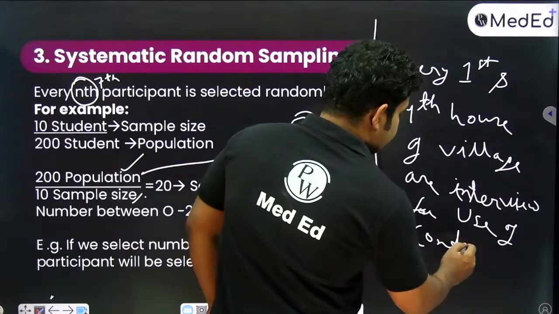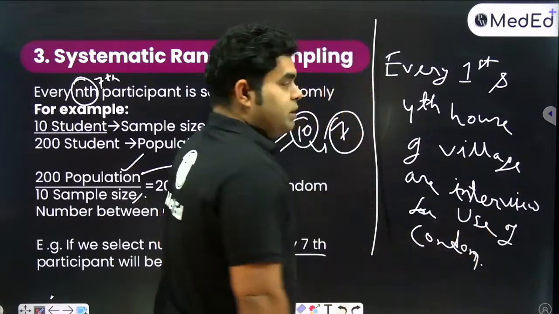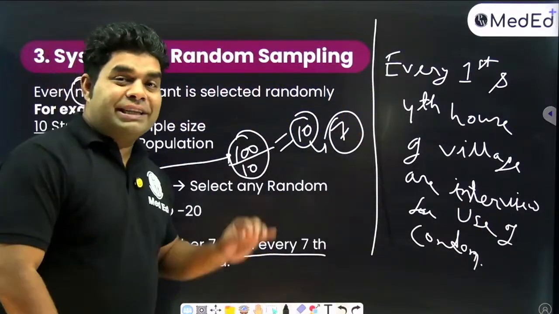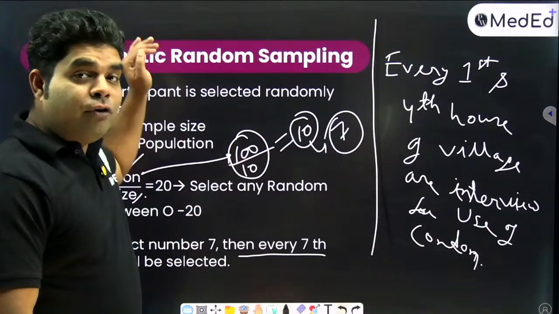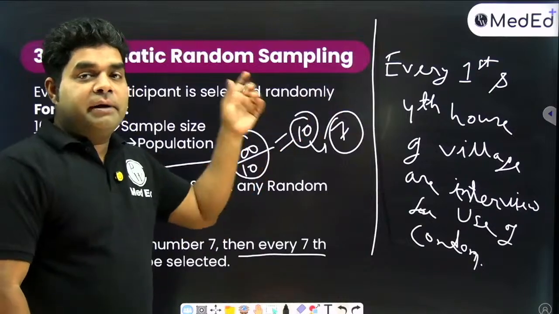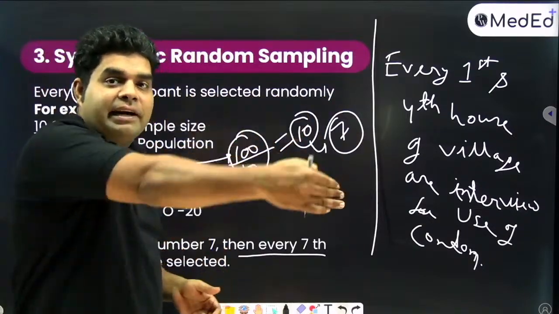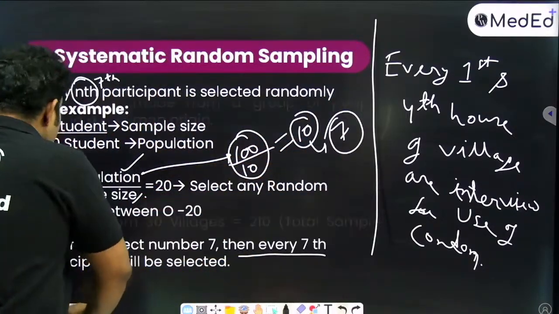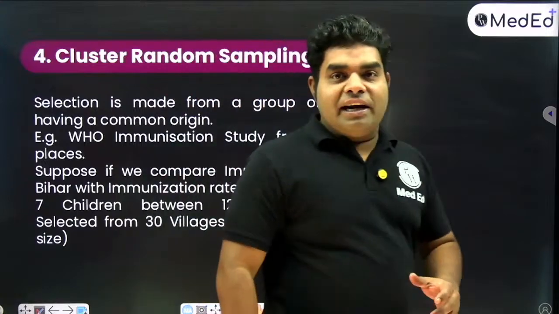Simple. So if I am choosing every 7th, every first, fourth, I am following a system. And how did that first and fourth come? It came random. So it is systematic random. Simple. Now the fourth is cluster random.